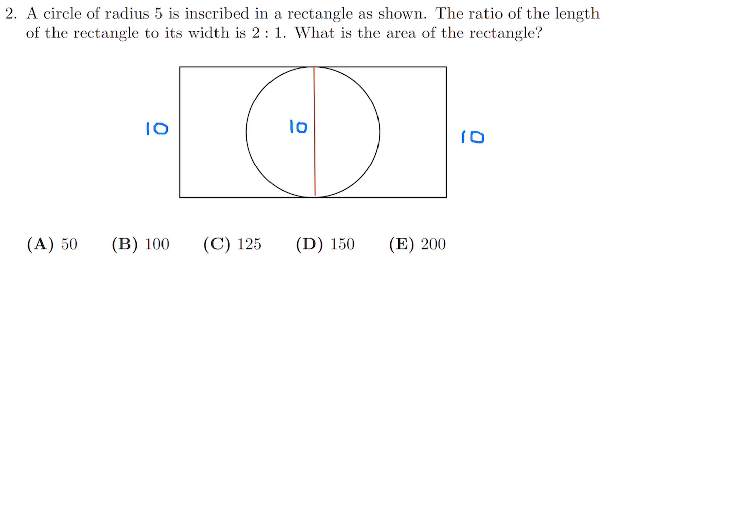And then they told me that the length is twice the width, right? The ratio is 2 to 1. So that means the length is 20. So the area of the rectangle is length times width, and therefore that's 20 times 10, which is 200. So number 2, the answer is E.